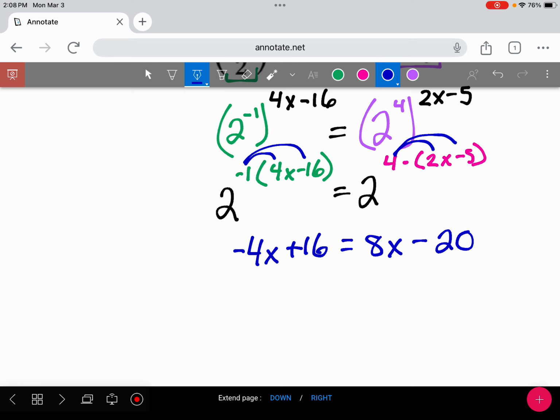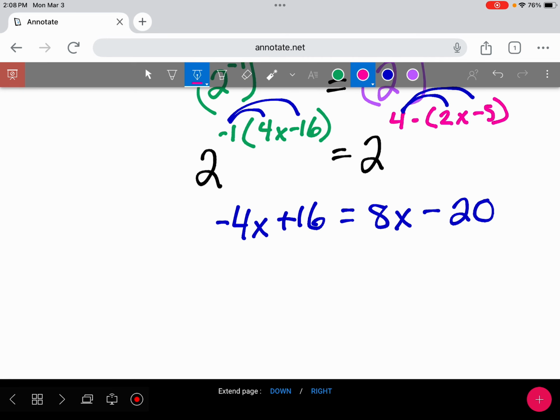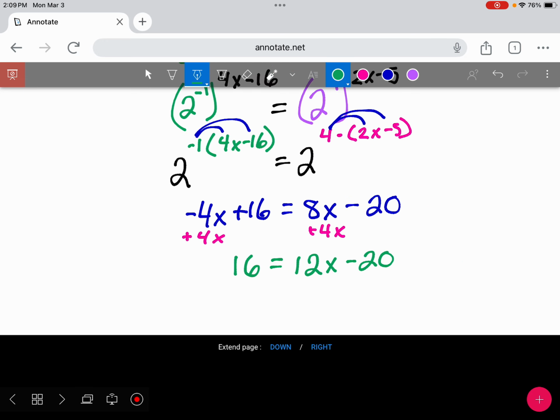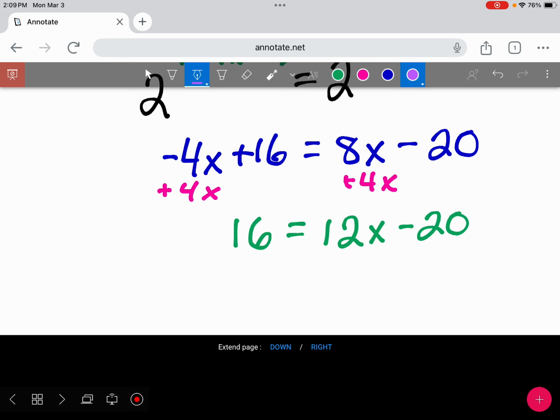Where can I go from here? Add 4x. We can add 4x to both sides, totally fine. Get our x's together. There are many, many pathways through at this point, so if you take a slightly different route but wind up at the same answer, you're probably fine. So 16 equals 8x plus 4x gives me 12x minus 20. Add 20 to both sides, so we get 36 equals 12x.